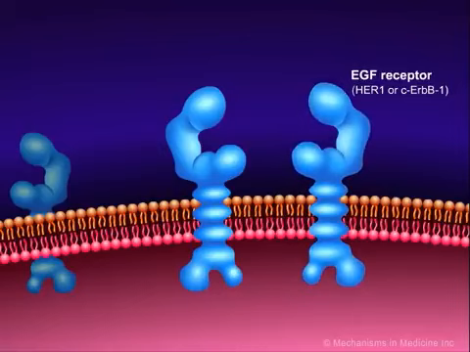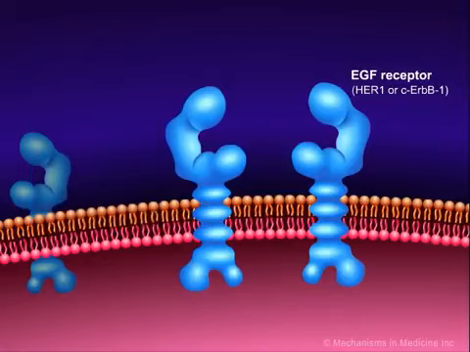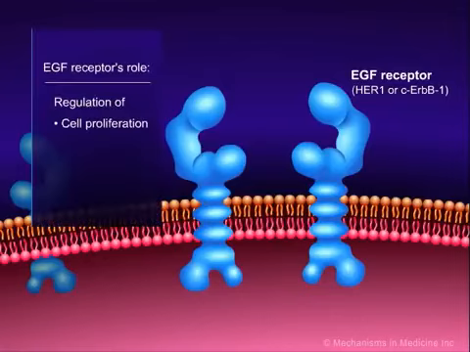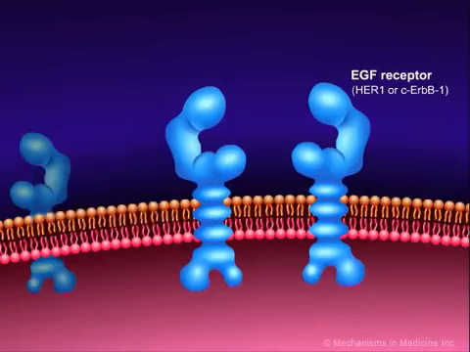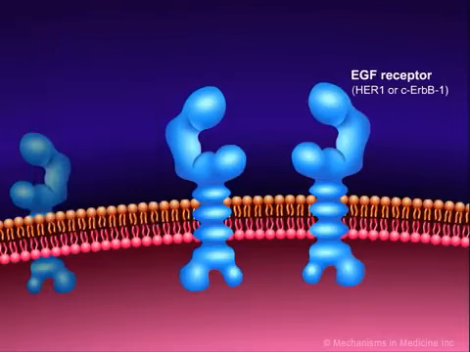These receptors are found primarily in the membranes of normal epithelial cells from skin, breast, colon, and lung, amongst others. EGF receptor and its ligands play an essential role in the regulation of cell proliferation, differentiation, and survival. EGFR is overexpressed in tumors arising from the colon, rectum, and head and neck, to name a few.